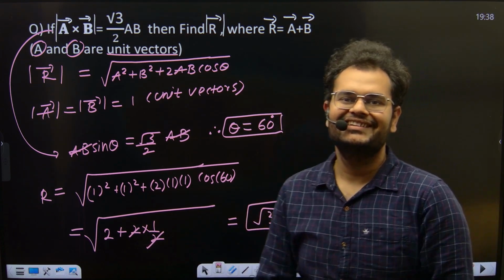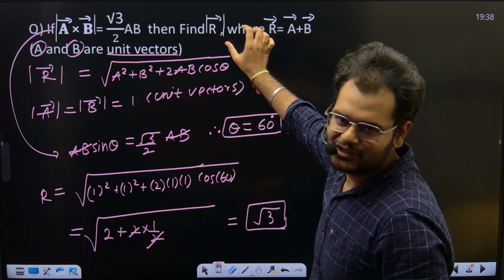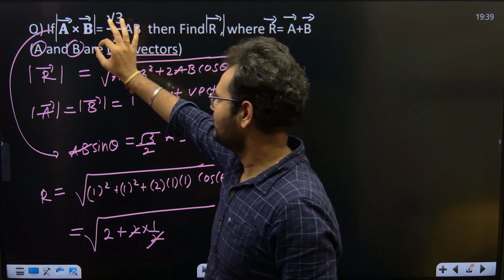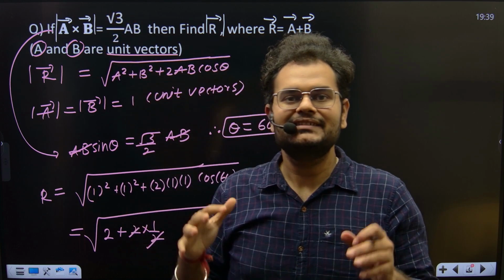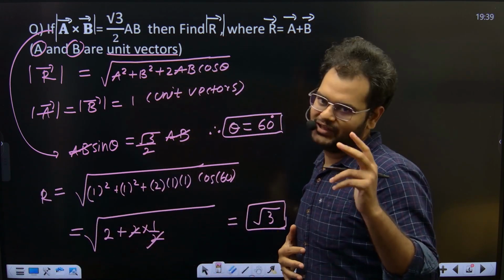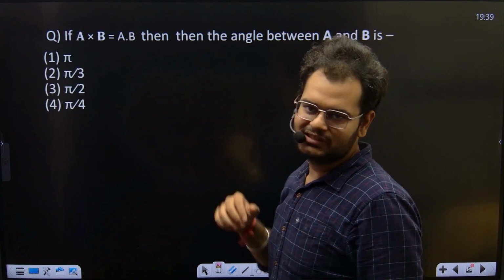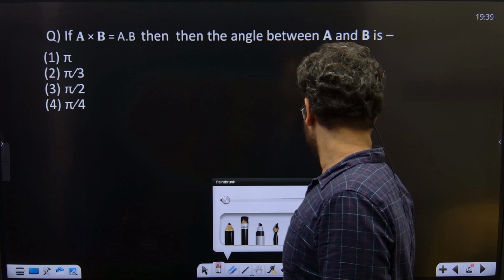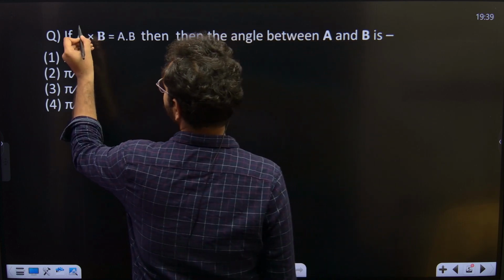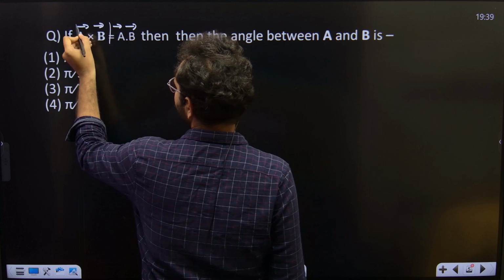Is it clear? It's a mix of question. They are taking one part from resultant of vector and another part from what? Cross product. Simple. We have learned the formula. On the basis of that formula, we have taken two type of question. See, this is another question. But here now it is a question of cross and dot product mix. Okay. So here it is magnitude.